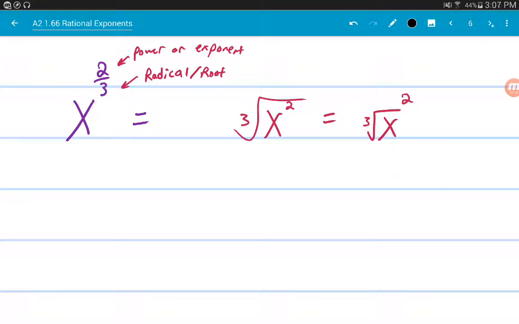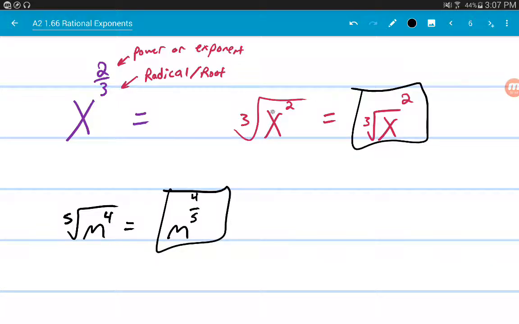If I wanted to convert in the other direction, if you told me, for instance, that I had an x, or rather, let me use a different letter, let's use m to the fourth underneath a fifth root. I know that the power is going to go on top, so I know that I have m to the something over something. I know that the 4 is going to go on top, and I know that the 5 is going to go on the bottom. Okay? So that's, in essence, the skill being taught in this lesson. Let's do a couple of example problems.